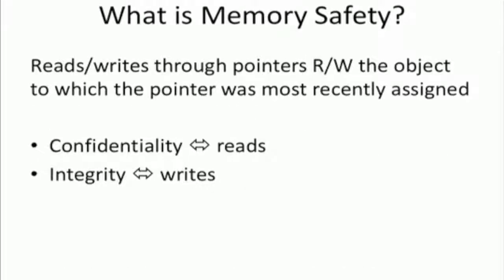So the key concept that we're going to talk about is memory safety. So memory safety means that whenever you read and write through a pointer in a C or a C++ program, you read or write the object to which the pointer was most recently assigned. And I'm going to go into detail about the different ways that this can be violated on the next few slides. I'm going to note that confidentiality means memory safety for reading, and integrity means memory safety for writing.